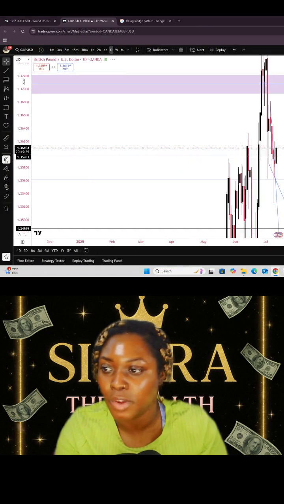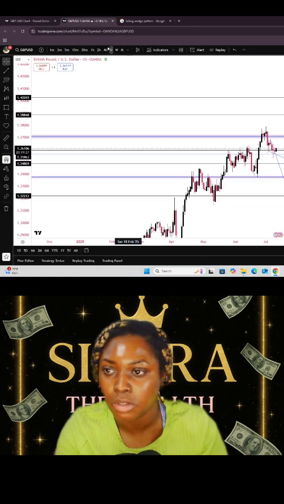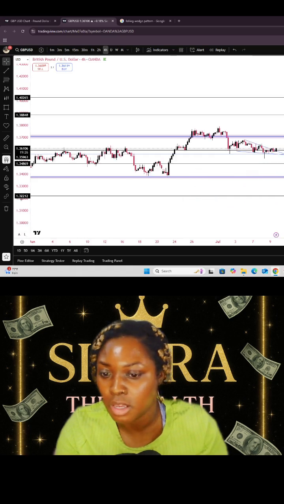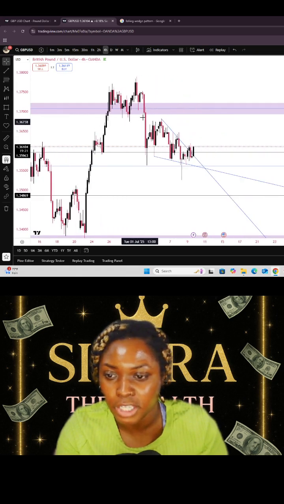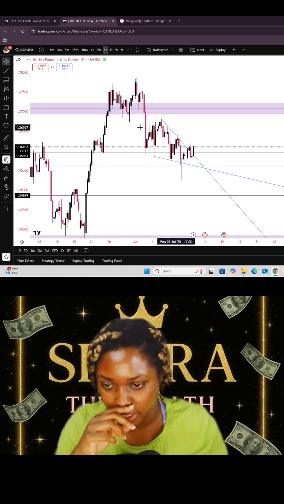All right. So we've marked off all of our zones. There's nothing on the 4 hour. I don't think that we need to mark. There is a fair value gap here, right? But price has already played out within that fair value gap.